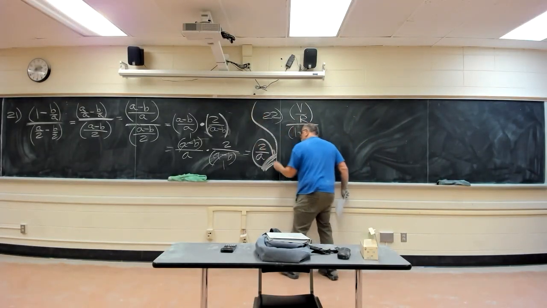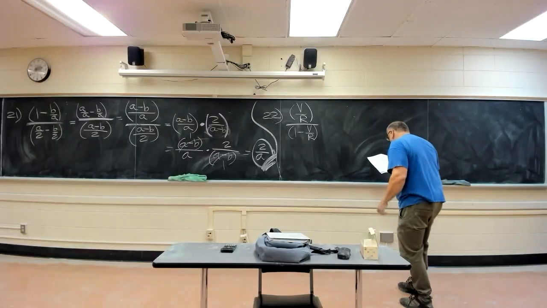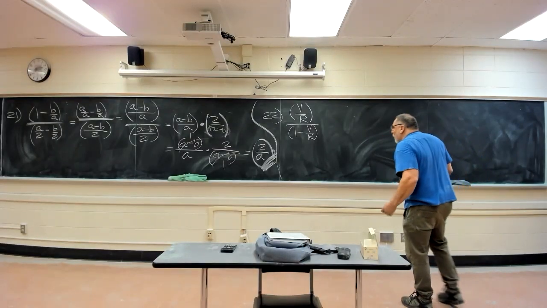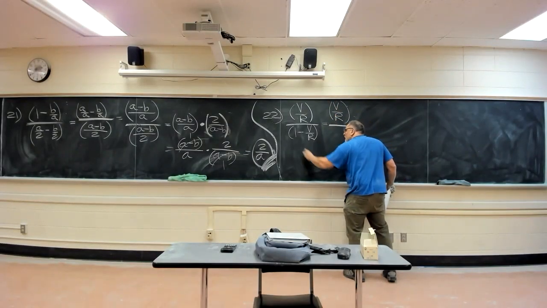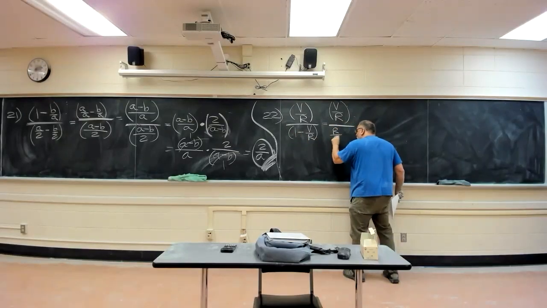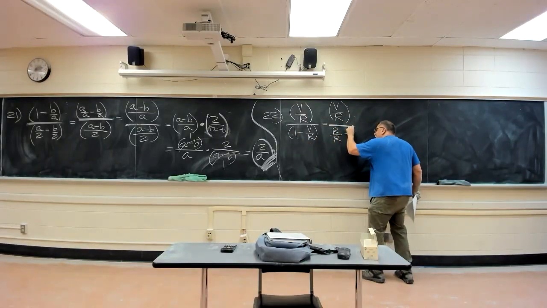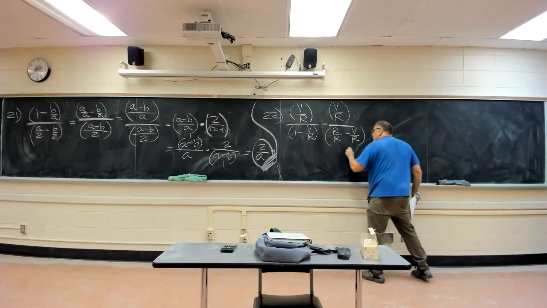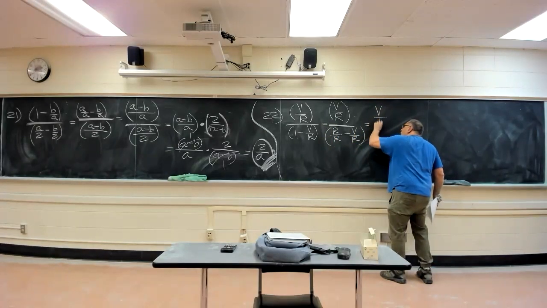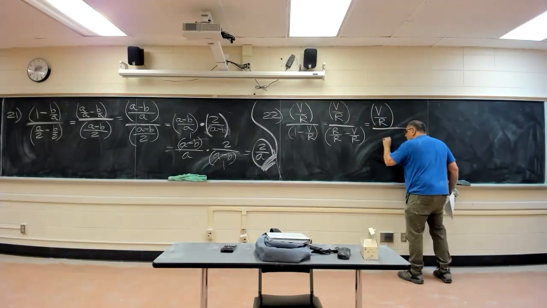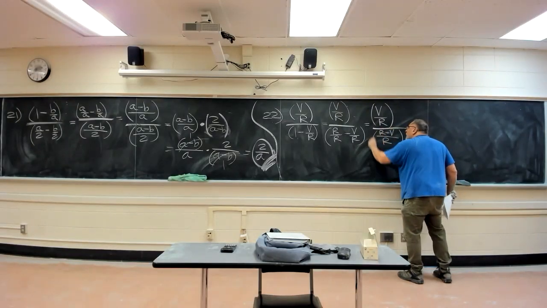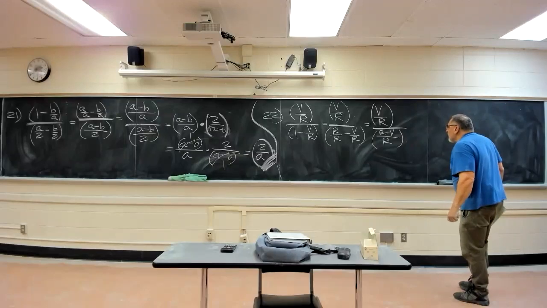You're going to basically play the same game we've been playing. Just be careful with it. V over R is this. 1 is the same as R over R. Is r divided by r equal to 1? Why did I do that? I want a common denominator. There's the r. I got v over r. Then if I subtract these, I have a common denominator, r, and I got r minus v, whatever that's going to be.